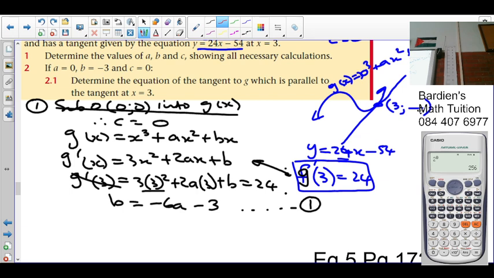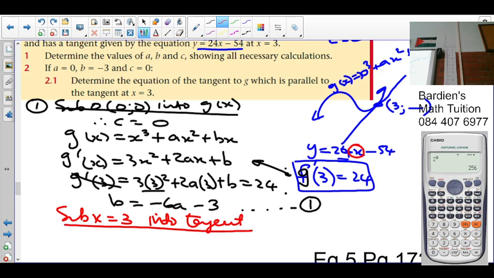So if you substitute 3 into this equation here, we will get the corresponding y value out. Can you see that, people? So we're going to substitute x is equal to 3 into the tangent to get the corresponding y value out. So we have y is equal to 24 times 3 minus 54. 24 times 3 is 72. What's 72 minus 54? Almost 18, I think it's 18. Just check there.